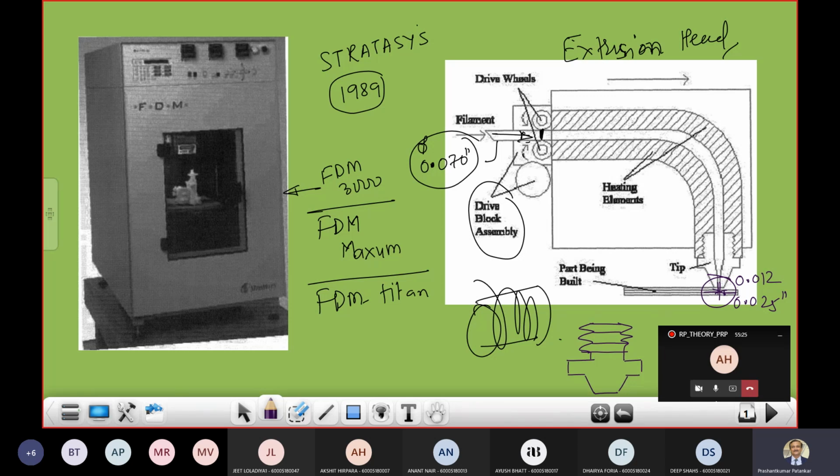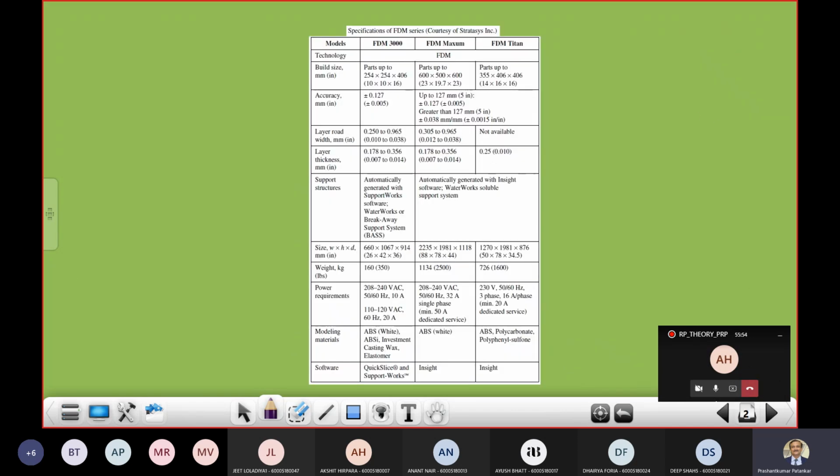And in the next class, I will take this particular topic ahead, and how that slicing is done. Then what are the advantages, what are the disadvantages, what are the typical applications, and the typical examples of the various parts which have been developed at the beginning and all. So that I will discuss in the next session. Also, the other thing which I told you, the information regarding the specifications of various machines, that also we will discuss in the next session.